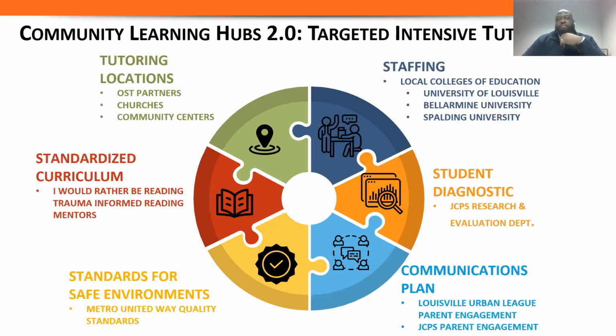And so what we came up with is Community Learning Hubs 2.0, which is targeted intensive tutoring. So again, we have a number of locations. So we have OST partners, we have churches, we have community centers. We have a standardized curriculum through a partner that we work with called I Would Rather Be Reading, that are all former JCPS teachers who have a curriculum called Trauma-Informed Reading Mentors.